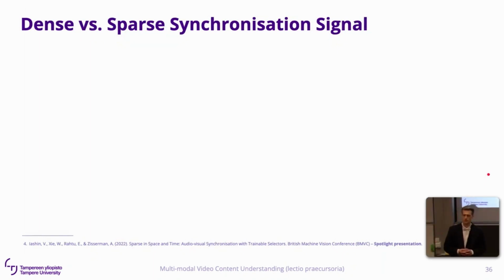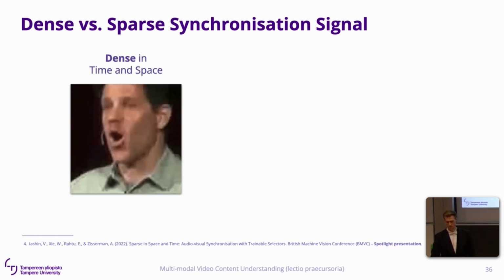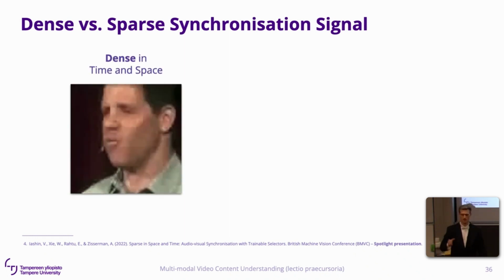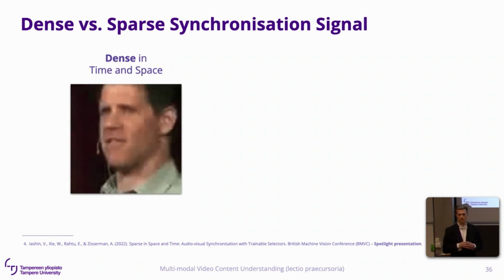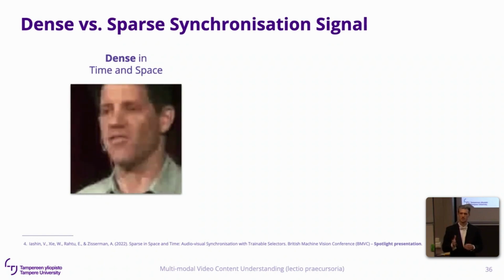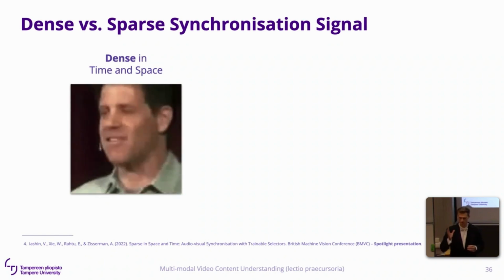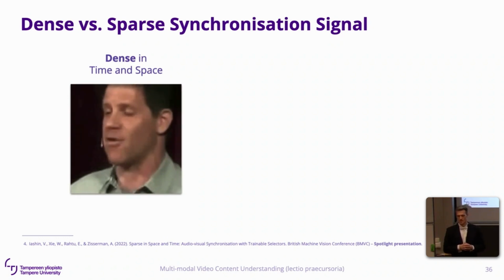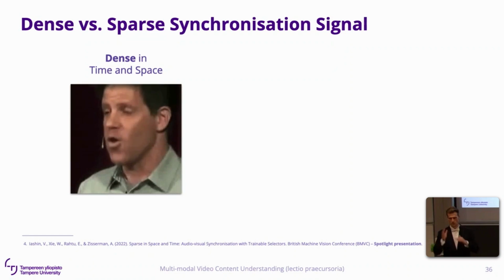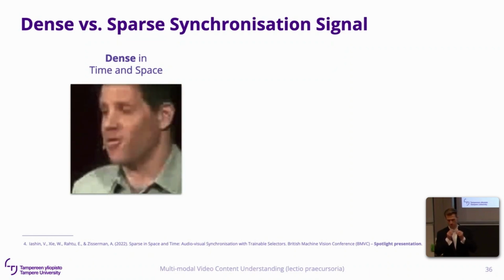I said that we're going to synchronize videos with sparse synchronization signals. But what are dense and sparse synchronization signals? Well, first of all, dense here is not the same dense as in dense video captioning. By dense, here we mean that, let's say, speech has a dense synchronization signal because it provides you with a continuous signal in time. It's also dense in space because a large portion of what you see gives you the synchronization cues.